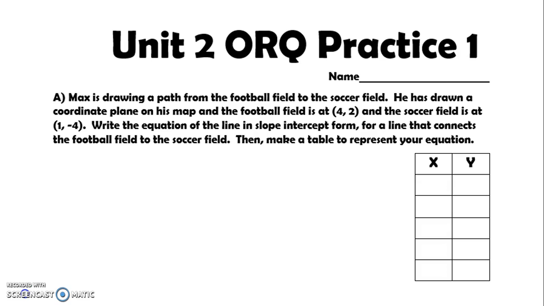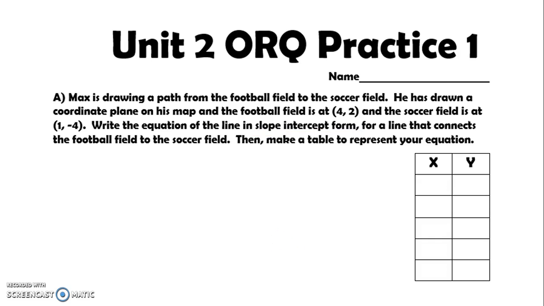Write the equation in slope-intercept form for a line that connects the football field to the soccer field. Then make a table to represent your equation. First thing we're going to do is write slope-intercept form. If you don't remember, slope-intercept form is y equals mx plus b. If you don't have this anywhere in your notes, please make sure you're writing it on the practice paper.